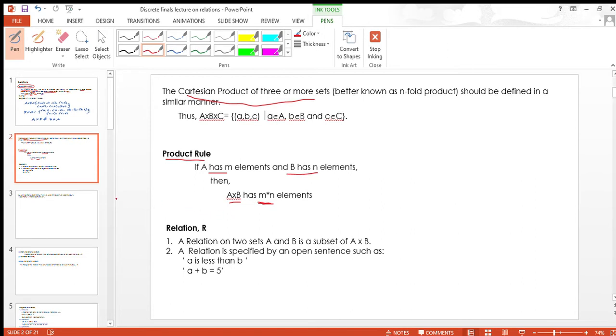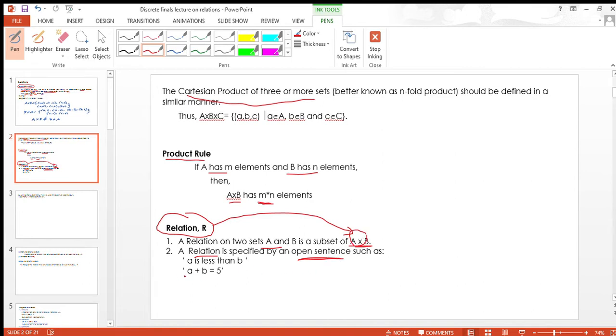Now we consider the definition of the relation. A relation on two sets A, B is simply a subset of the Cartesian product. So when you talk about the relation, elements of the relation will always be elements of your Cartesian product. But this time, a relation is specified by an open sentence, or this open sentence is a condition that you will be satisfying based on your Cartesian product.